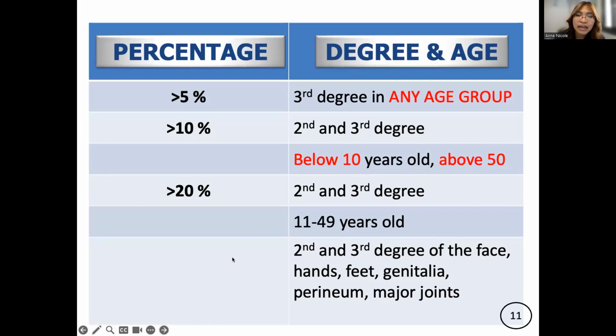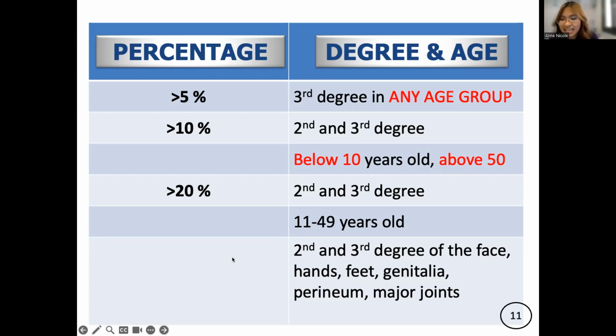If there is more than 5% of your TBSA that is third degree burns in any age group, they are first prioritized. The next priority would be your more than 10% second and third degree burns below 10 years old and above 50, or the vulnerable age groups. And if there are no patients that have 5% or 10%, that's when we go for the 20%. Second and third degree, 11 to 49 years old, with second and third degree burns on the face, hands, feet, genitalia, perineum, and major joints.